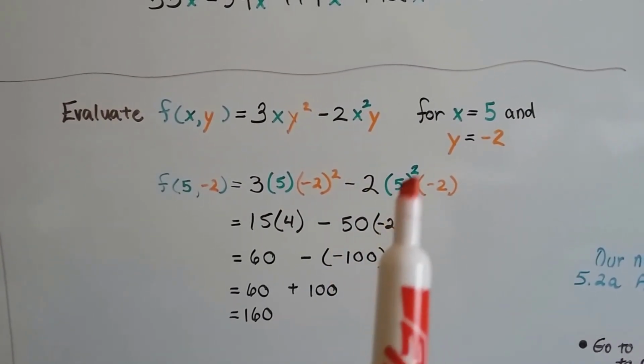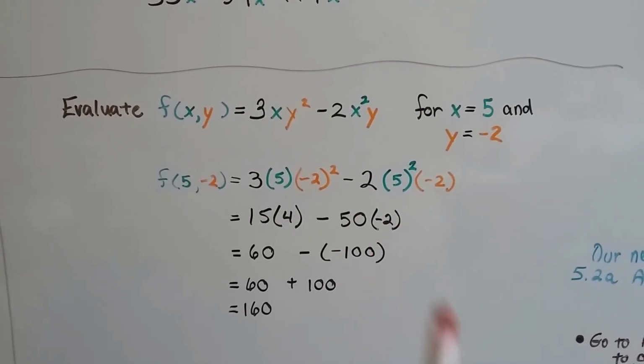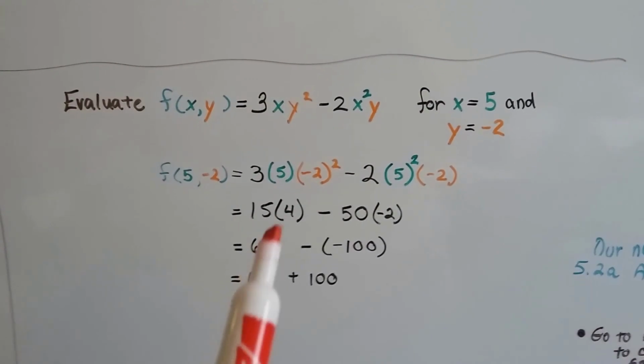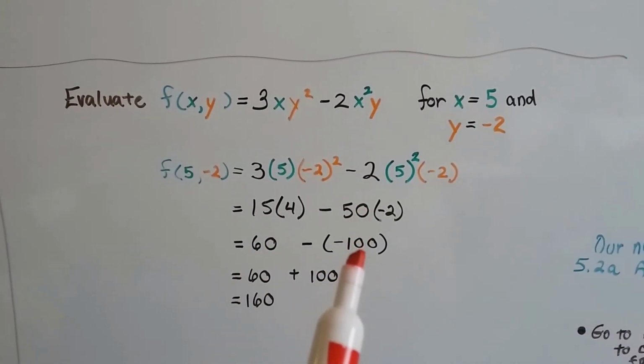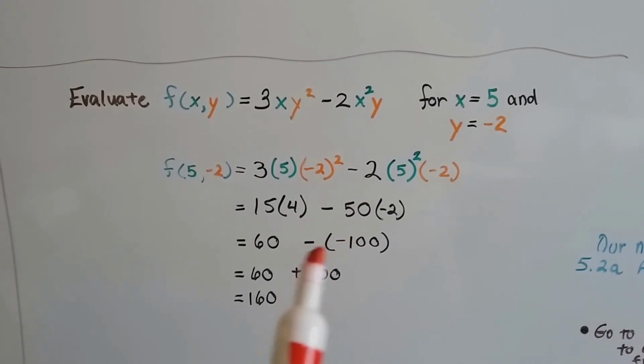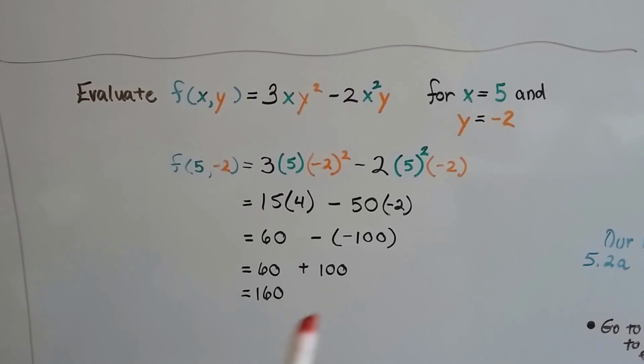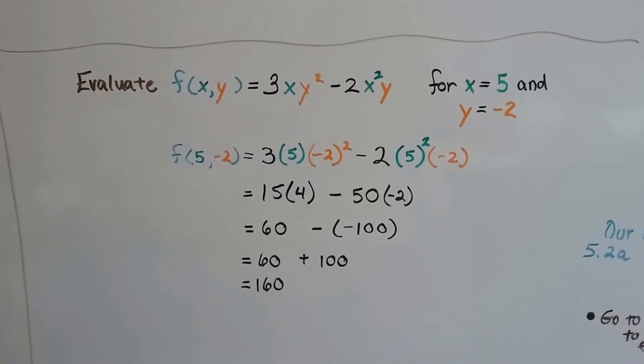x squared would be 5 squared. That would be a 25 times 2. That would be a 50 times the negative 2. See? That would give us 60 minus a negative 100, which means when we're subtracting a negative, we add the opposite, don't we? So that gives us 60 plus 100. It gives us 160. Okay?